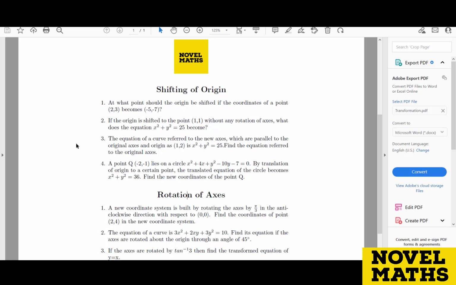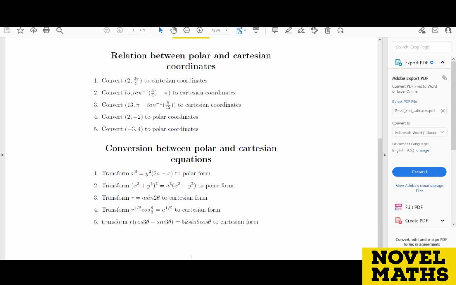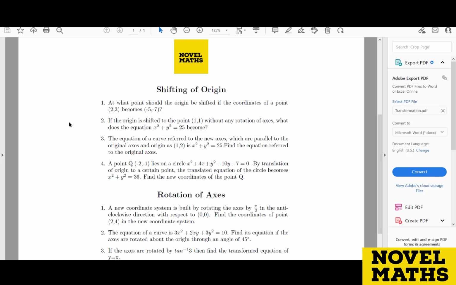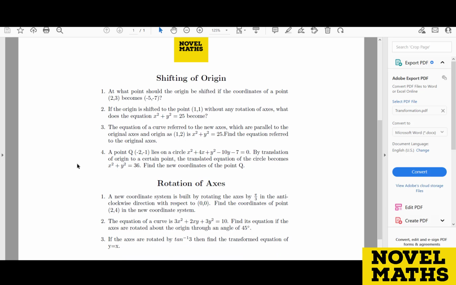We are going to learn another basic topic in coordinate geometry, that is transformation of axes. We have looked into polar and Cartesian coordinate system. We solved these problems. The second topic was distance formula. So initially all these topics are basic only, until we start the straight line and further topics.